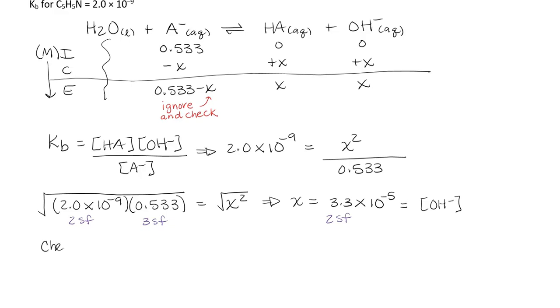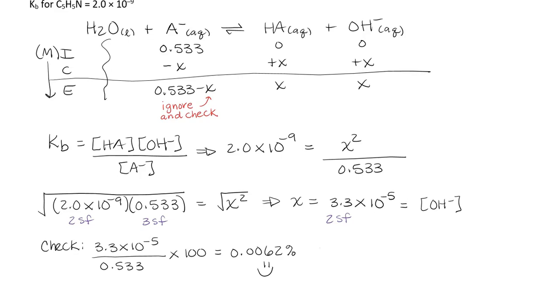Checking our assumption, we have 3.3 times 10 to the negative 5 divided by 0.533 times 100. This will be rounded to 2 sig figs. So we have 3.3 times 10 to the negative 5 divided by 0.533 times 100, which gives us 0.0062%. So that is definitely okay. So we have 2 more calculations.